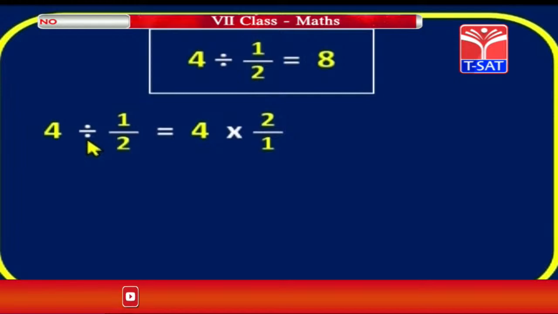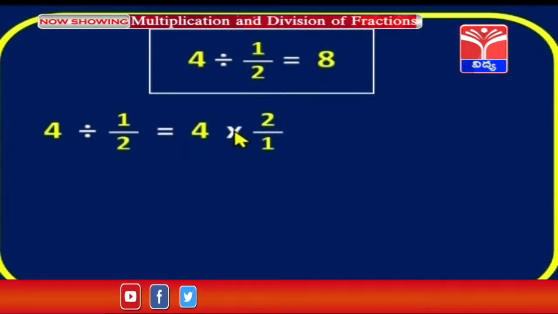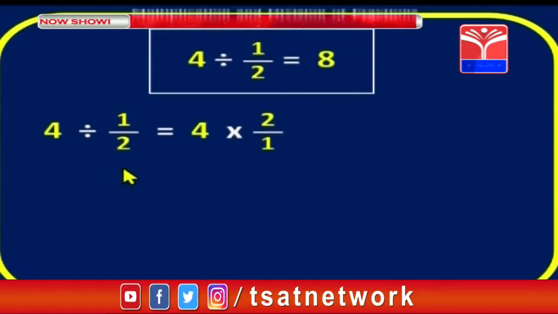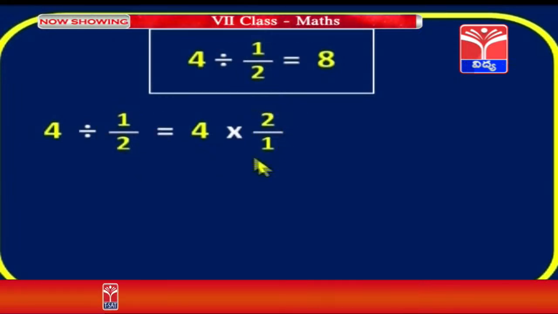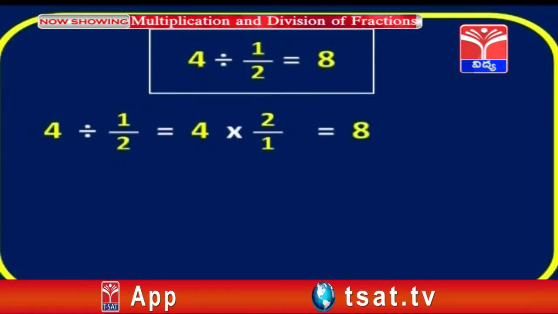So when you want to use multiplication instead of division, you have to take the reciprocal. So what is the reciprocal of 1 by 2? It is 2 by 1. So what is 4 into 2 by 1? You will get 8 by 1, which is equal to 8.